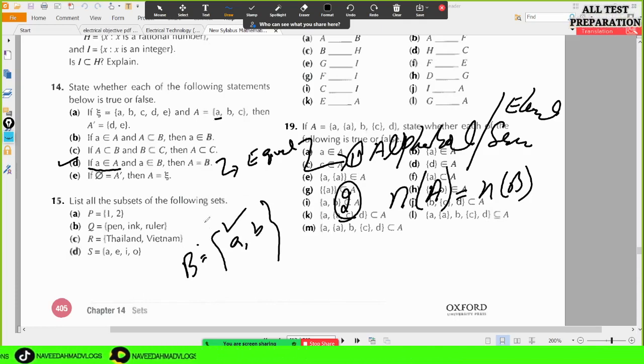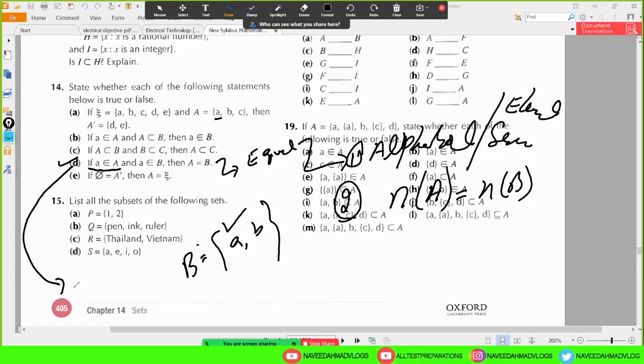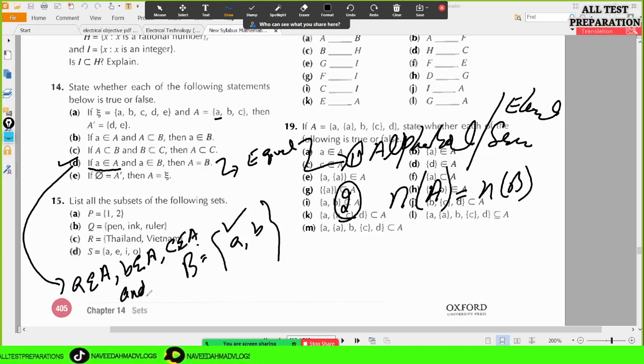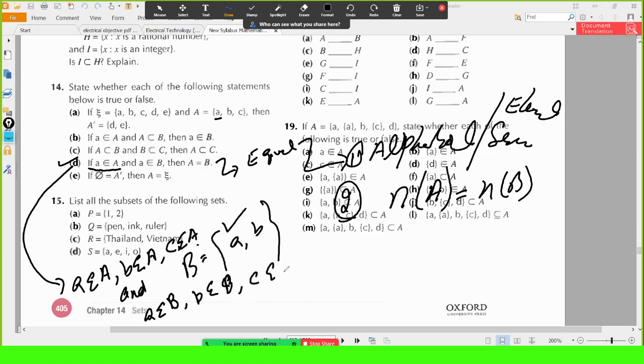So A is an element of set A, like this set also includes A, but it is not necessary that the number of elements in set A will be equal to the number of elements in set B. If it is given to you like this, A is an element of set A, B is an element of set A, C is an element of set A, and A is also an element of set B, B is also an element of set C, and C is also an element of set D. Then it will also not be true.